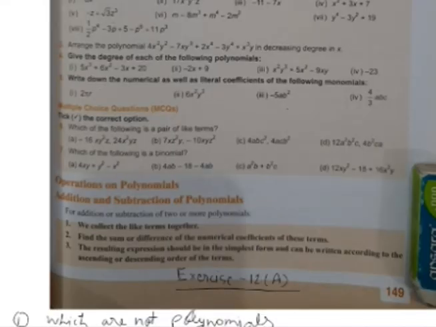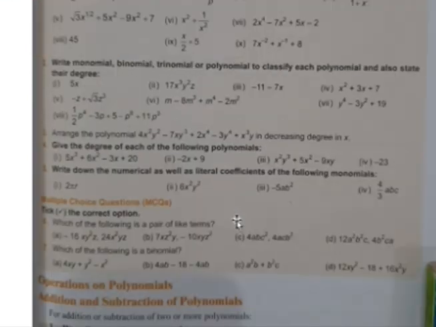Question number 4. Give the degree of each of the following polynomials. We know how to find the degrees. In first term 5x cube plus 6x square minus 3x plus 20, the degree of x is 3. And here the degree is 1.